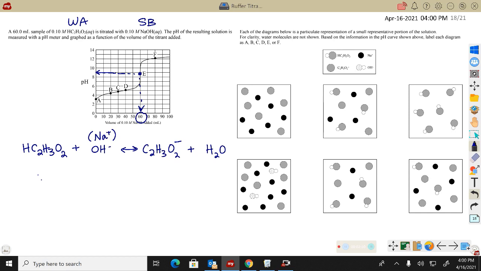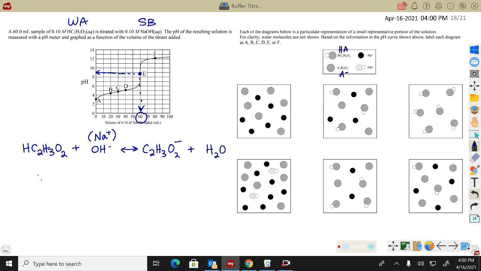Now, some really good things are going to come out of these particle models. First, we should probably count everything, right? Okay, so now to make this a little more manageable, is it okay if instead of writing this giant formula, I just call it HA? Would that be okay? And then instead of writing the acetate ion, I'll just call it A minus. Could you live with that?